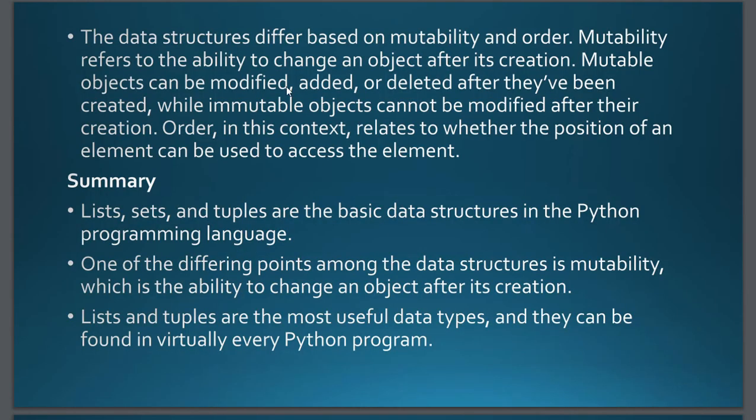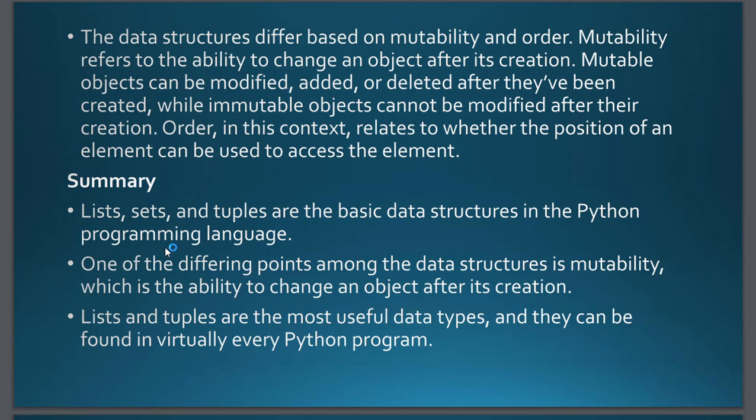The data structures based on mutability and order. Mutability refers to the ability to change an object after its creation. Mutable objects can be modified, added to, and deleted after they have been created, while immutable objects cannot be modified after their creation. Order in this context relates to whether the position of an element can be used to access the element.